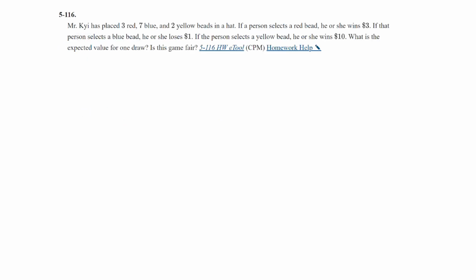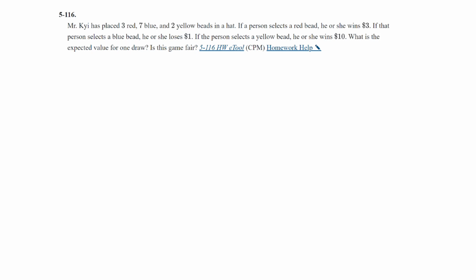Question 116. Mr. Chi has placed 3 red, 7 blue, 2 yellow beads in a hat. If a person selects a red bead, he or she wins $3. If that person selects a blue bead, he or she loses $1. If the person selects a yellow bead, he or she wins $10. What is the expected value for one draw? Is this game fair?